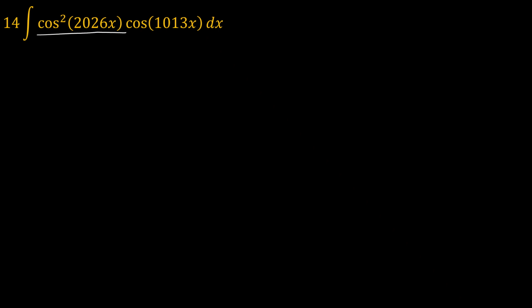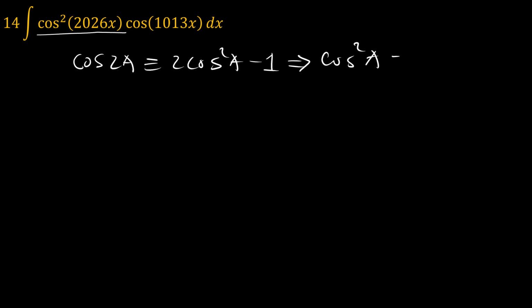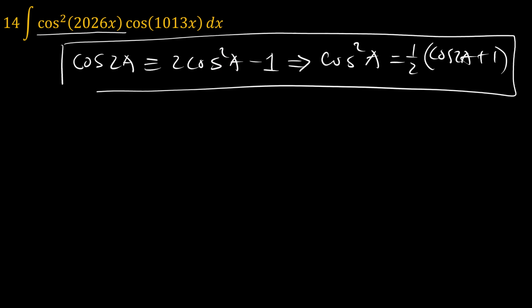I would like to use this identity. So cosine of 2a is equivalent to twice cosine squared of a minus 1, which implies that cosine squared of a equals a half times cosine of 2a plus 1. So this is the identity I'd like to use. Okay, now, and this is supposed to come in quickly.